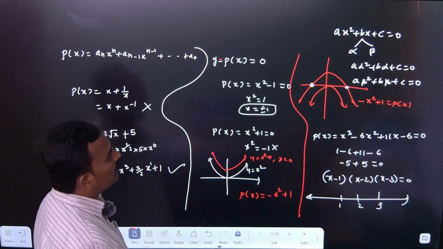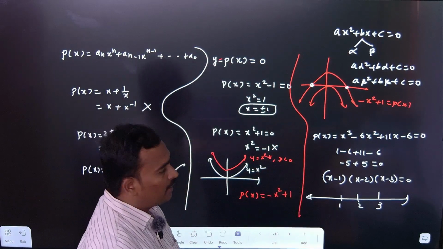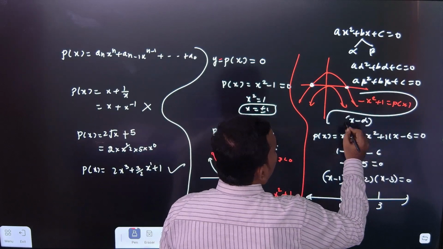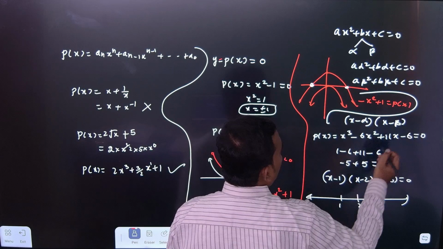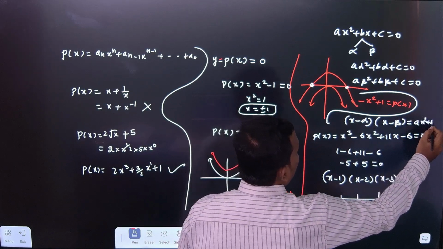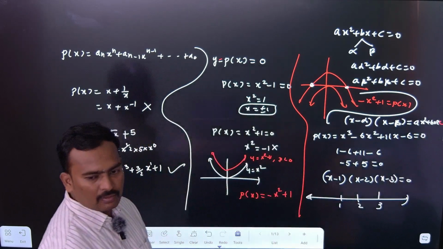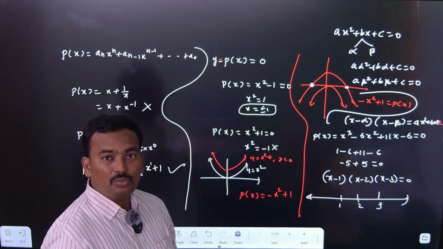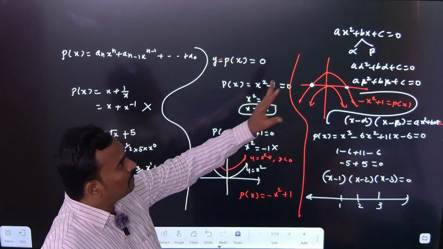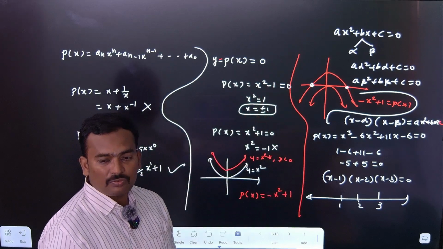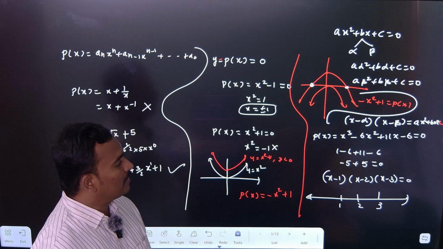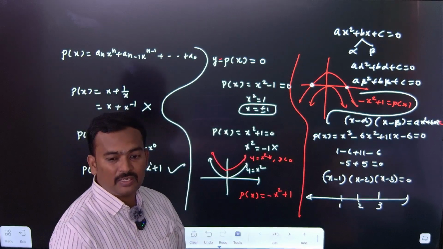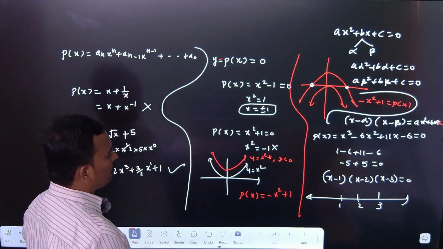Another observation, you can see if it is a root of the polynomial, definitely it is a factor. You can say here x minus alpha is one factor, x minus beta is another factor. If you multiply, you will get ax square plus bx plus c. Okay, we'll discuss the relation between the roots and coefficients later. First, you have to understand if alpha is a root of the polynomial, definitely x minus alpha is a factor. Beta is a root means x minus beta is a factor.